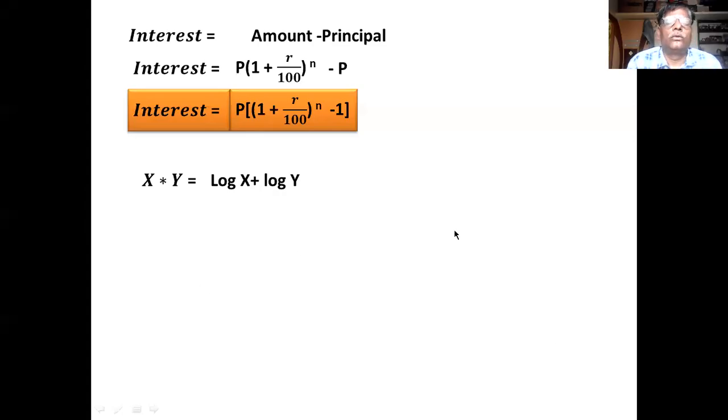In the multiplication rule, you multiply with the help of logarithm. For multiplication, you apply the equation log(xy) is equal to log x plus log y. If you want to multiply x into y, then log x plus log y. This is the rule. Okay.